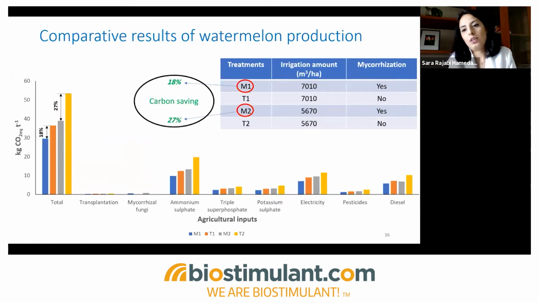The comparative environmental results of these 4 treatments also verify the beneficial actions of biostimulant on global warming mitigation. Overall, comparing the treatments with biostimulant application, the one with standard irrigation has the lower carbon footprint. On the other hand, mycorrhizal treatment with reduced irrigation can save higher carbon release than mycorrhizal treatment with the standard irrigation rate.